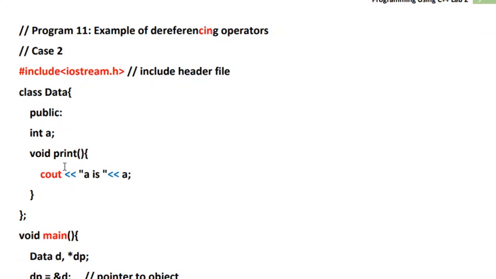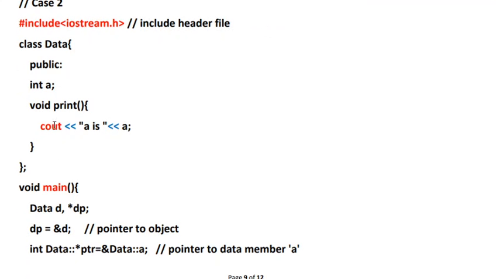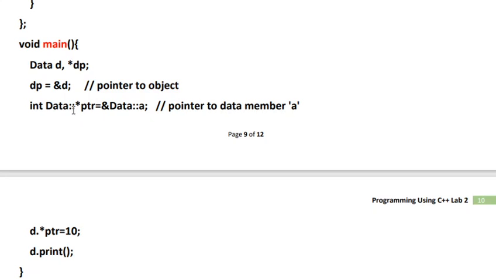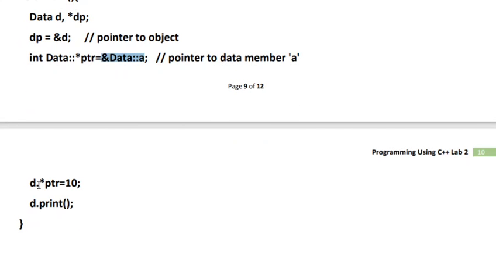Now, a second example of using the dereferencing operator. In the same function, I've made a small manipulation. Till now, the assignment is the same. We have an object, and we have a pointer. To the pointer, I've assigned the address of the object. PTR is a pointer capable of pointing to a variable of type integer belonging to class data. To that pointer, I've assigned the address of A of data. Now I have D dot asterisk PTR equals 10.